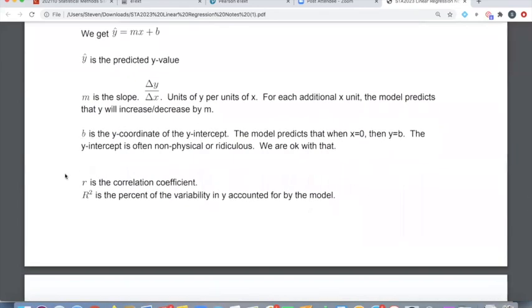Our calculator will also give us R, which is called the correlation coefficient. We talked about that a minute ago. And R squared, which we'll talk about in a minute, is the percent of variability in y accounted for by the model.